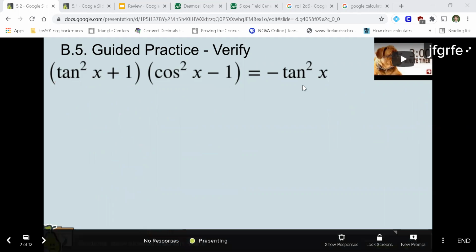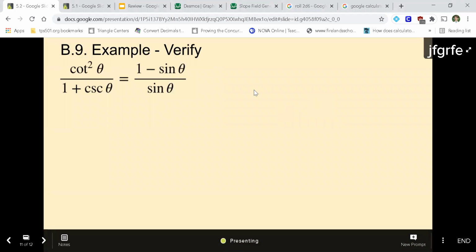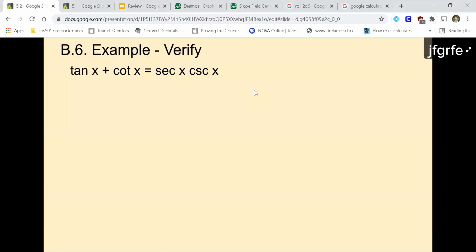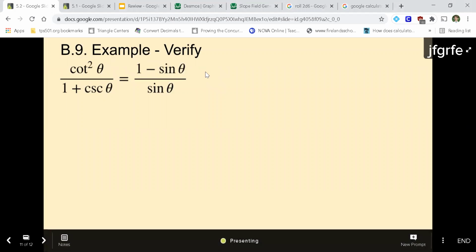All right, let's look at another one. I think I want to actually do the last one. Do I want to do the last one? I definitely do want to do the last one. Let's do the last one just to make sure we get it.